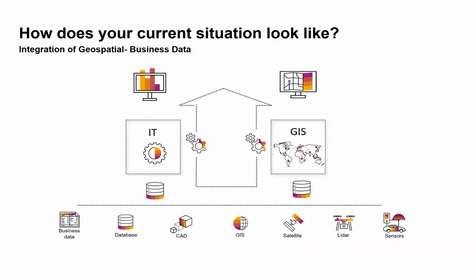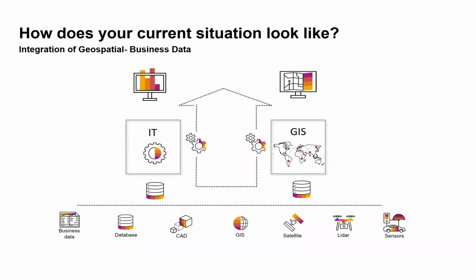After that, let's have a look at how your data is distributed across your company. At the bottom of this slide, you can see all kinds of different data. You have, of course, your business data. You have CAD, GIS, satellite images, LiDAR data, sensor data as well. And this data is all stored in different databases for either your IT department on your left side or your GIS department on the right side. So to optimize it, working on the same data source should be enabled. Then you have only one place where you store your business and spatial data.